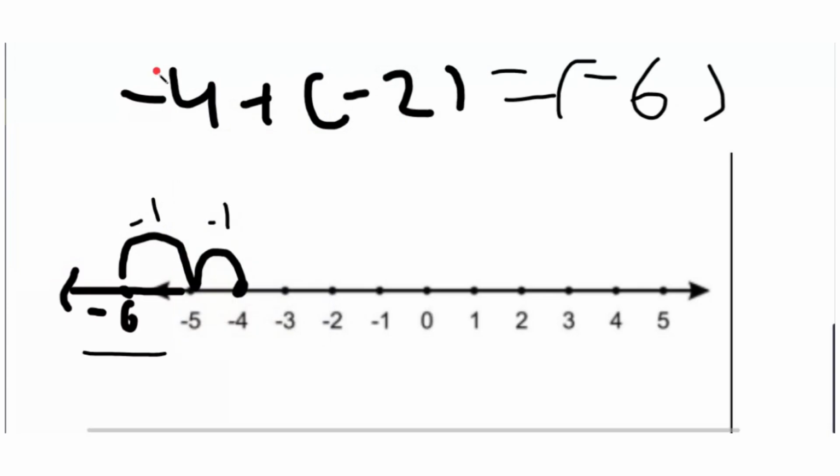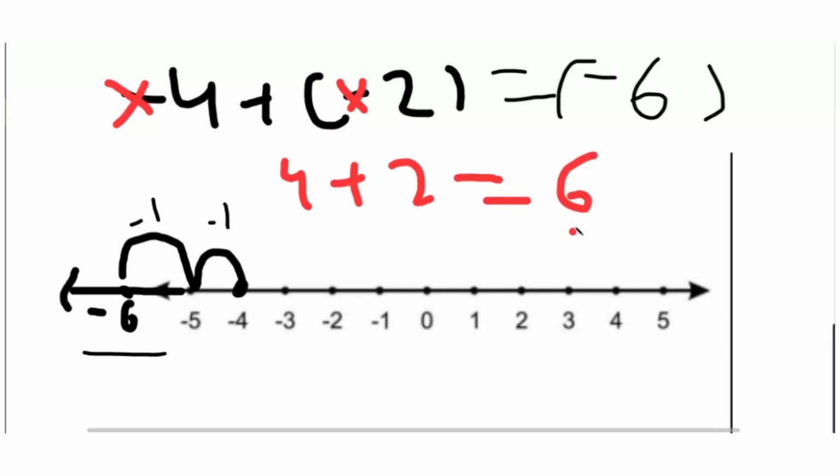Now, if the negative signs weren't here, the answer would be 4 plus 2, and that just equals 6. Since there was a negative sign here, we just added a negative sign because they both had negatives, right? And that's literally it. But don't think of it like that. I was just saying that to make it simpler.